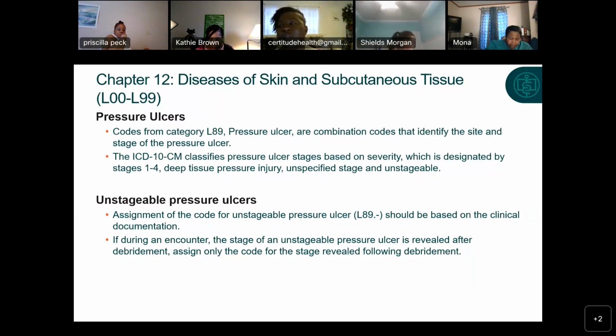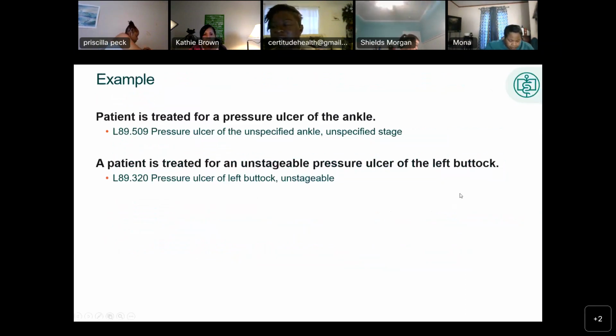Unspecified is when the doctor knows the stage and he just didn't tell us in his note. But unstageable means that it was so bad, or he just did not have the equipment to properly examine the patient to determine what the stage is. That makes sense to everybody? Okay, cool. So highlight that guideline. My rule of thumb is if it's mentioned in the presentation, then it's something they're going to want you to remember later. So here's an example.